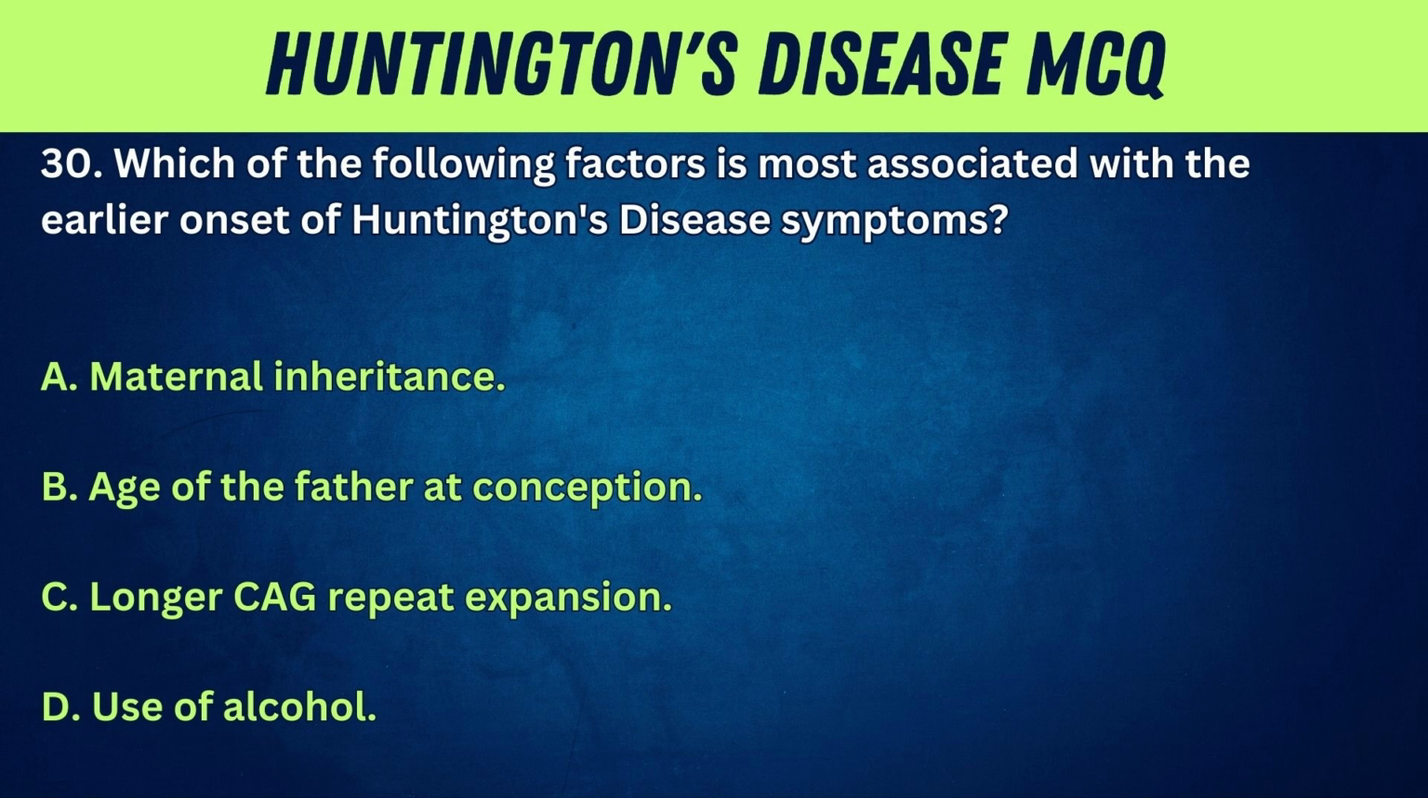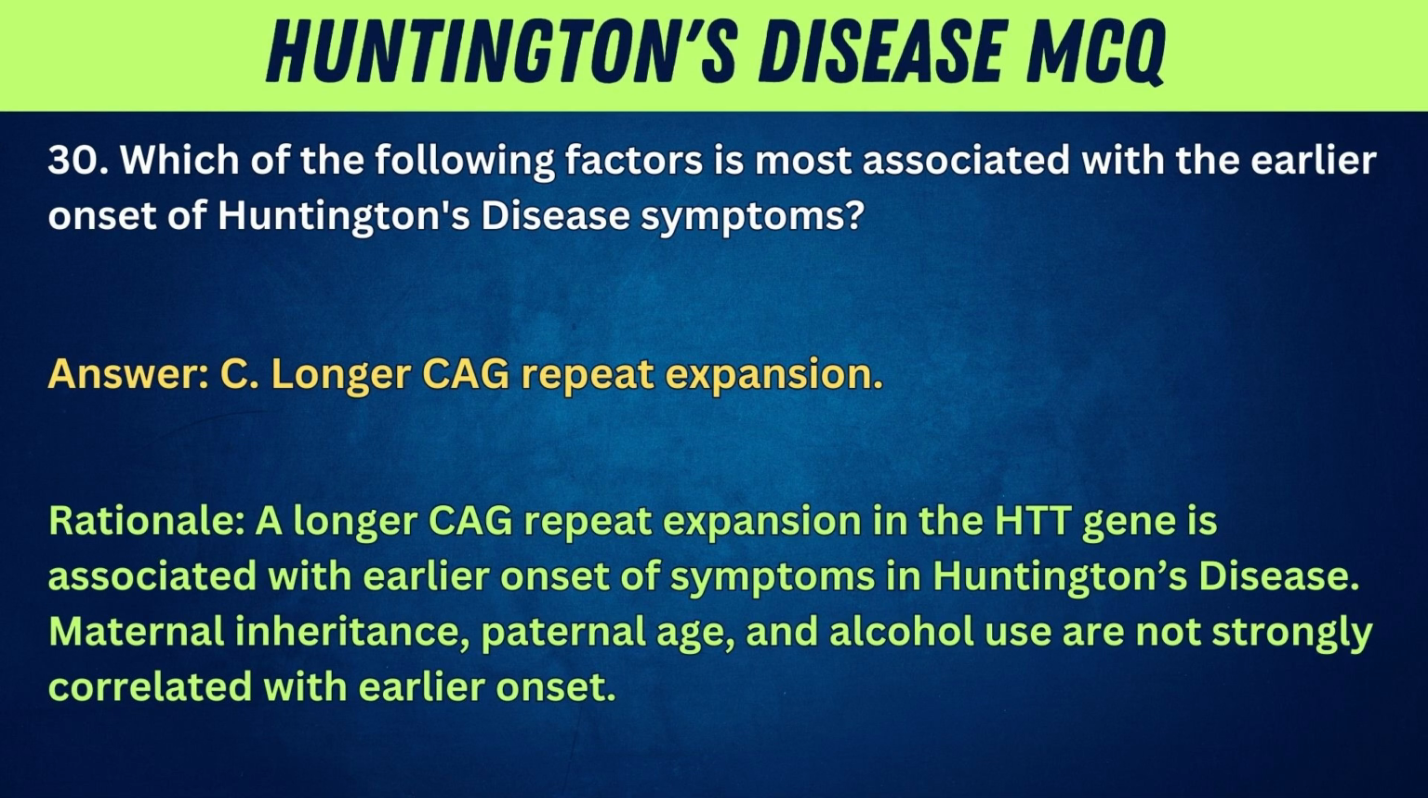30. Which of the following factors is most associated with the earlier onset of Huntington's disease symptoms? A. Maternal inheritance. B. Age of the father at conception. C. Longer CAG repeat expansion. D. Use of alcohol. Answer: C. Longer CAG repeat expansion. Rationale: A longer CAG repeat expansion in the HTT gene is associated with earlier onset of symptoms in Huntington's disease. Maternal inheritance, paternal age, and alcohol use are not strongly correlated with earlier onset.